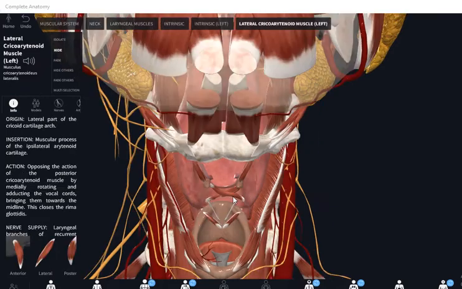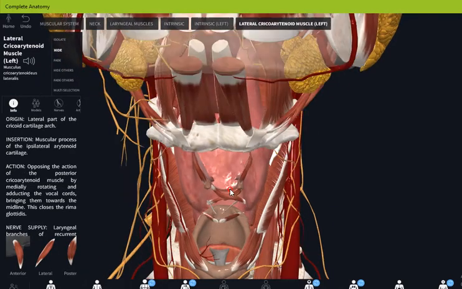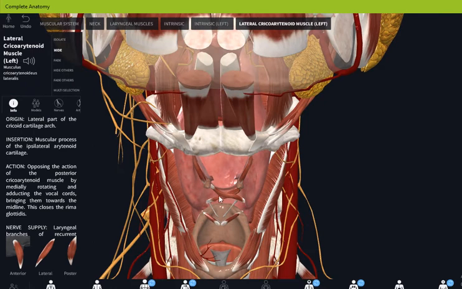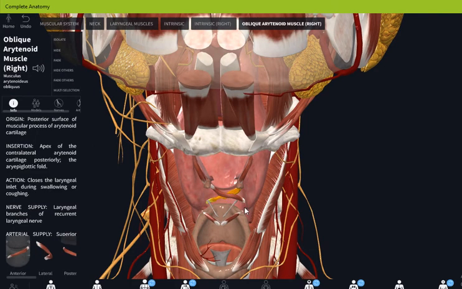So when we hide the different muscles, we see another muscle here. This muscle is what we call the oblique arytenoid muscle, and it's also used in the adduction of the vocal cord. The transverse arytenoid muscle is also used in adduction, while the posterior arytenoid muscle is used in abduction. So it closes the vocal cord together.